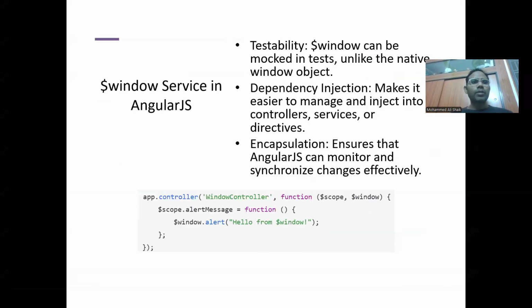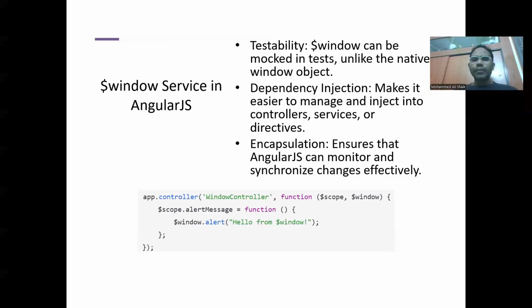The next one is the $window service in AngularJS. Here we have one particular div or a window or a form, anything that we want to display. $window can be mocked in tests, unlike the native window object. It is a dependency injection that makes it easier to manage and inject into controllers, services or directives. It encapsulates things so that AngularJS can monitor and synchronize changes effectively.